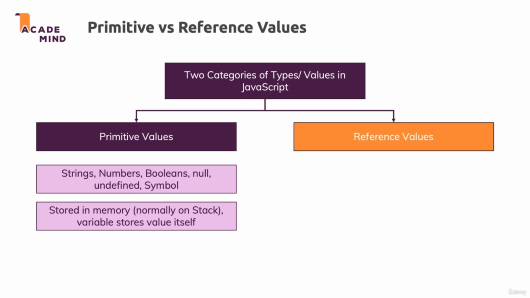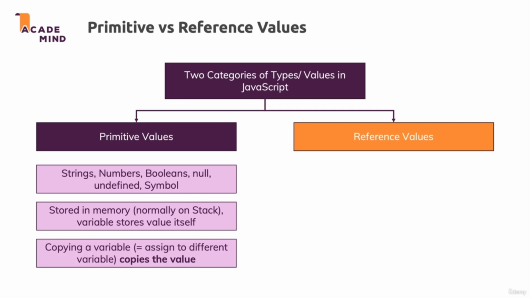I'm saying typically because they could be stored in the heap as well if it's a long-running operation. And in the end, it's the browser which decides which data ends up where. It actually doesn't even matter for what I'm explaining here. I just want to briefly mention that these primitive values are generally managed in the stack. More important to us, and the key difference between primitive and reference values, is that when you copy a variable, which means you assign it to a new one, which holds a primitive value, then the value is actually copied.